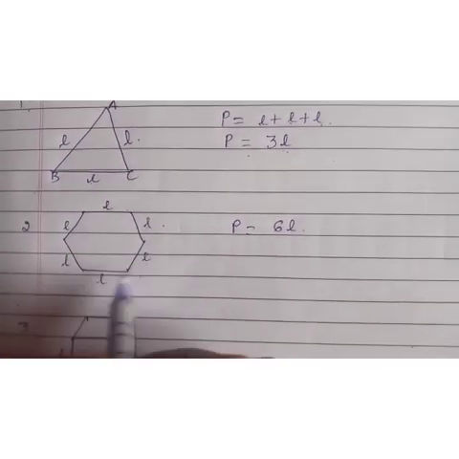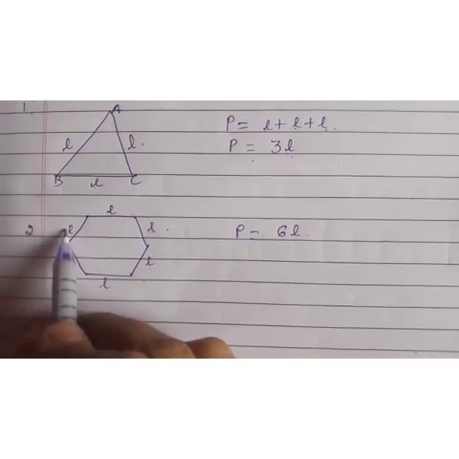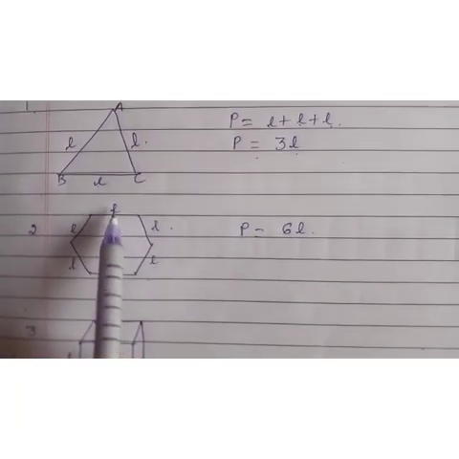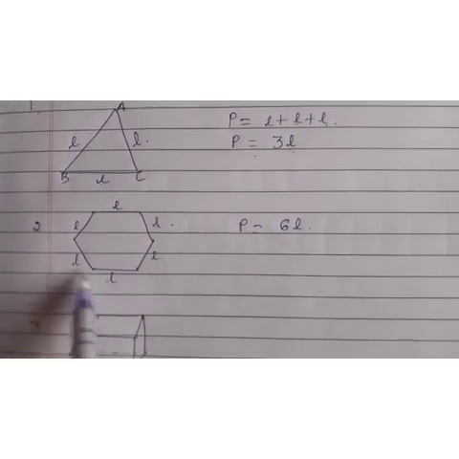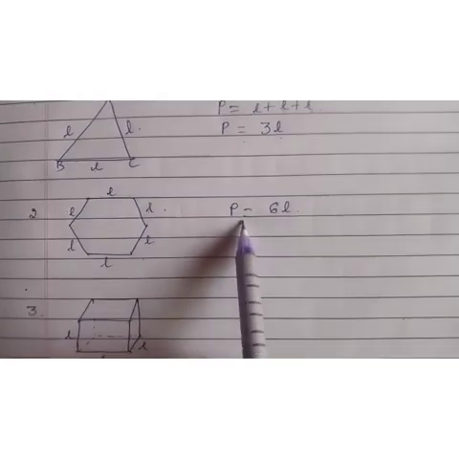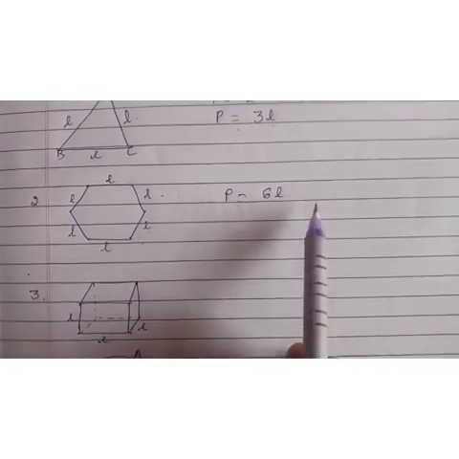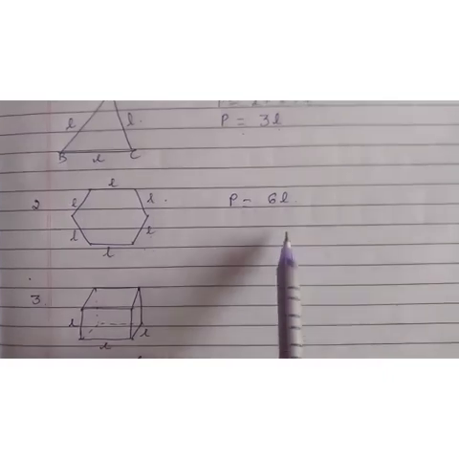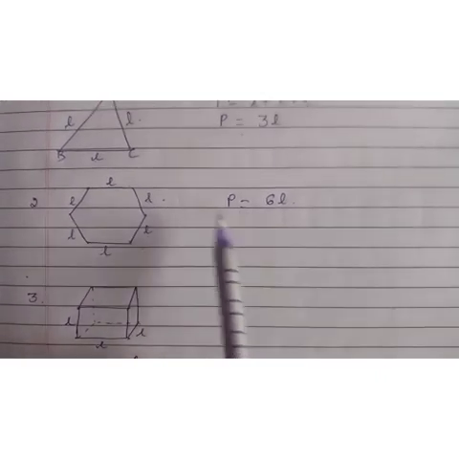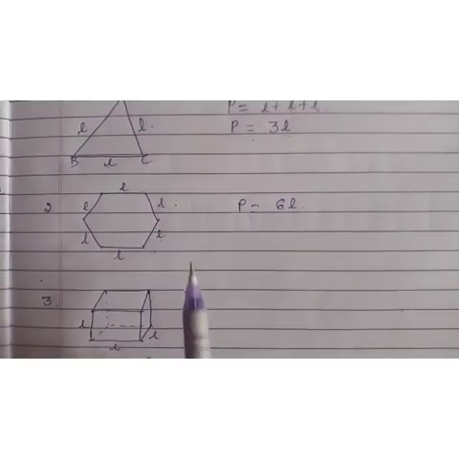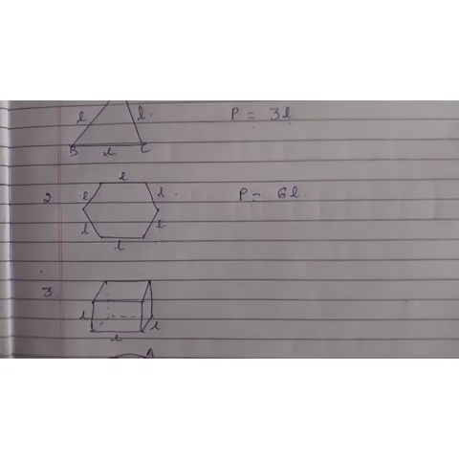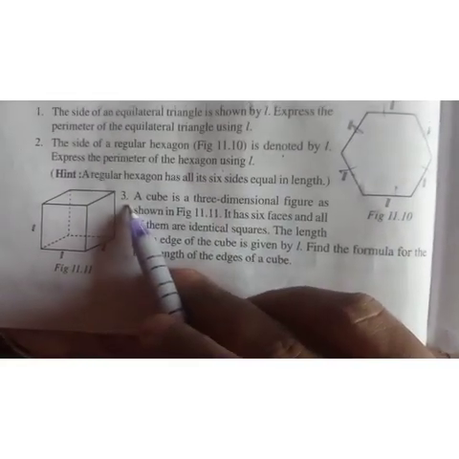plus L plus L plus L plus L plus L. So totally how many L's are there? 1, 2, 3, 4, 5, 6. So perimeter is equals to 6L, where a regular hexagon has all the sides equal, hence it is called a regular hexagon. Next we have question number 3.